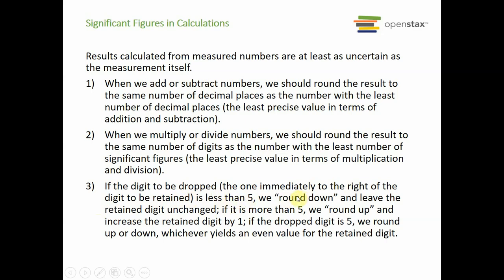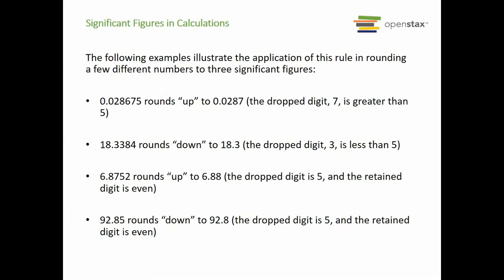is less than 5, we round down and leave the retained digit unchanged. If it is more than 5, we round up and increase the retained digit by 1. If the dropped digit is 5, we round up or down, whichever yields an even value for the retained digit. The following examples illustrate the application of this rule in rounding a few different numbers to 3 significant figures.